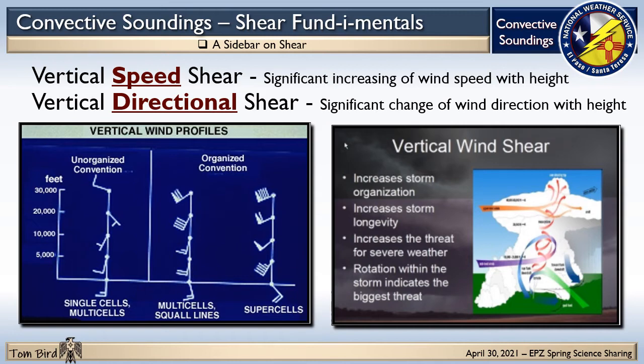Then on the right-hand side, where you have organized convection, you have the speed shear on the left here, increasing, not a whole lot of directional shear, but a whole lot of speed shear. You get the multi-cells and the squall lines. Now on the right-hand side, you see you get both. You got a lot of directional shear, a lot of speed shear, and that's when you get your supercells.